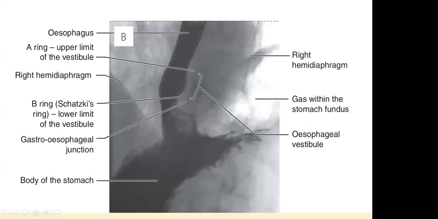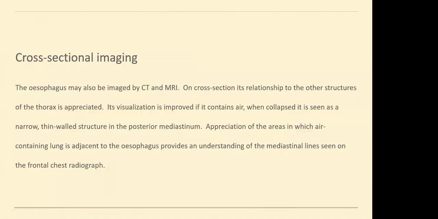Cross-sectional imaging. The esophagus may also be imaged by CT and MRI. On cross-section, its relationship to the other structures of the thorax is appreciated. Its visualization is improved if it contains air. When collapsed, it is seen as a narrow, thin-walled structure in the posterior mediastinum. Appreciation of the areas in which air-containing lung is adjacent to the esophagus provides an understanding of the mediastinal lines seen on the frontal chest radiograph.